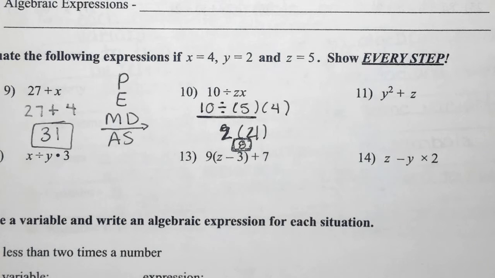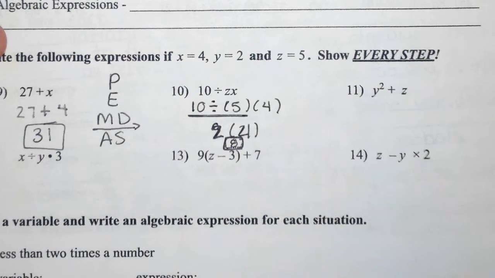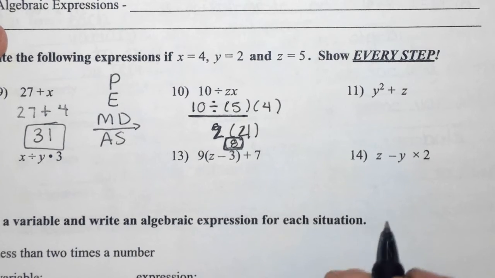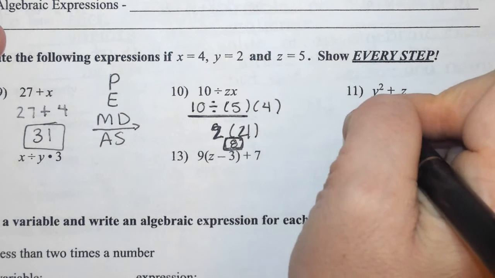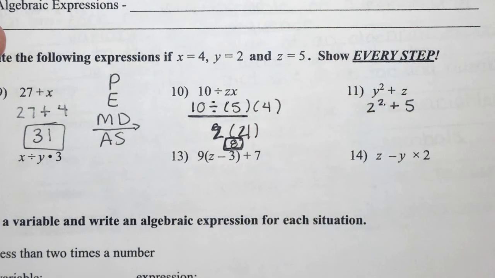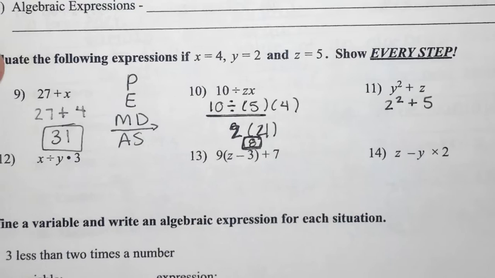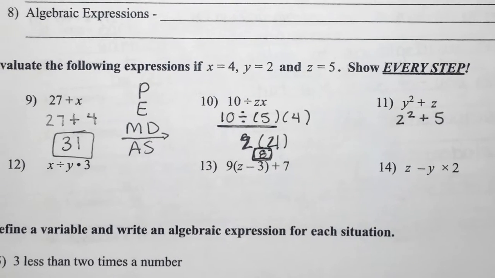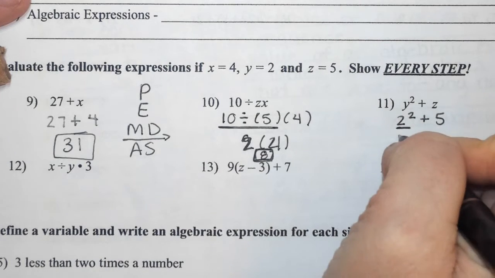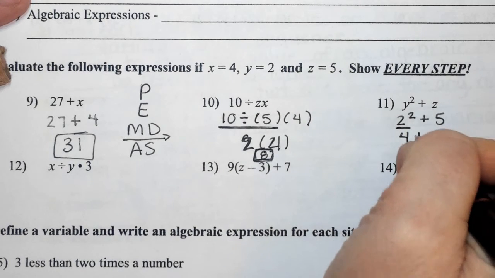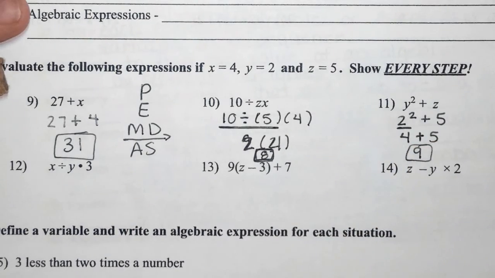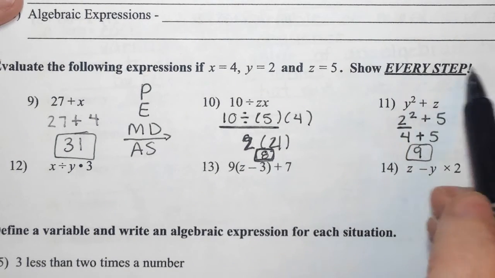All right. For number 11, it says y to the second power plus z. How am I going to rewrite that problem? What should it say, Brayden? 2 to the second power plus 5. What do I need to do first on number 11? Right? 2 to the second power, which means 2 times 2, which is 4. And 4 plus 5 gives me 9. Okay, remember, we have to show every step.